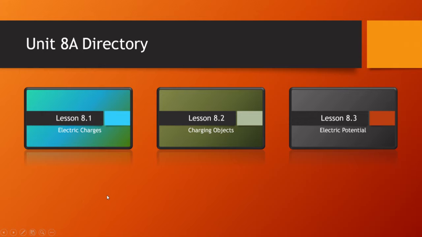Welcome back to Unit 8A. Today we're going to be jumping into Lesson 8.2, which is all about charging objects. But before we do that, it might be a good idea for you to go back and review Lesson 8.1. Some of the concepts that we learned in that lesson will be applied today.